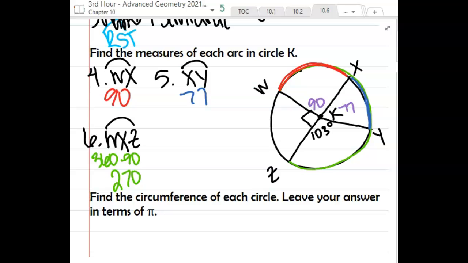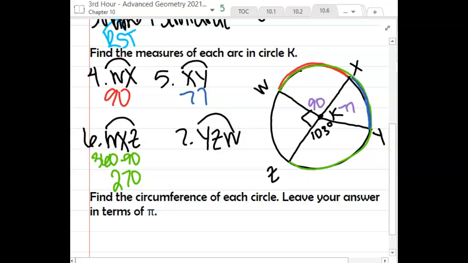And let's do one more of those. So number 7, let's find the measure of arc YCW. How are we going to find the measure of this arc? This one you're going to have to do the arc addition postulate, right? Because I know that this arc plus this arc is going to equal all of it. So 90 plus 103 would be 193.